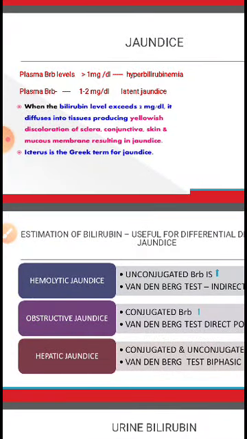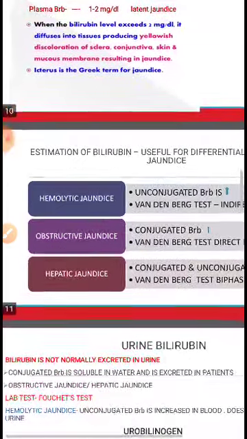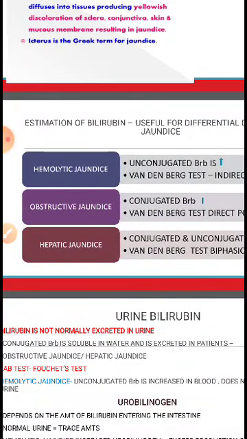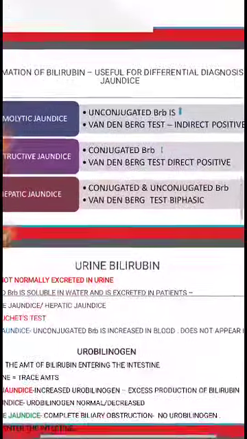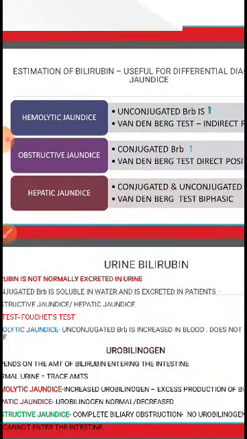When the bilirubin level exceeds 2 milligram per deciliter, it diffuses into the tissues and produces a yellowish discoloration of the sclera, the conjunctiva, skin and mucous membrane, resulting in jaundice. Icterus is the term used in the Greek language for jaundice. So estimation of bilirubin is very useful for the differential diagnosis of jaundice.